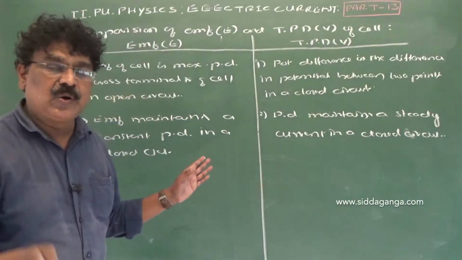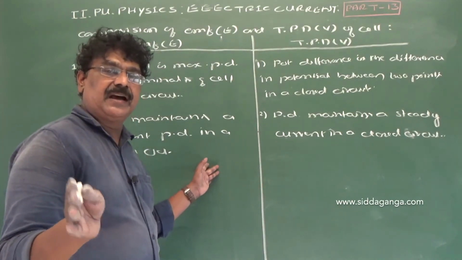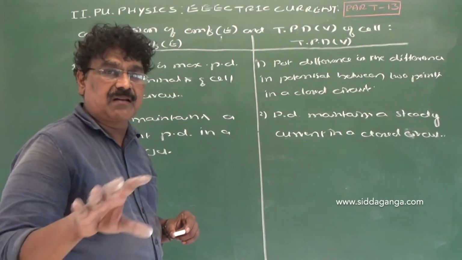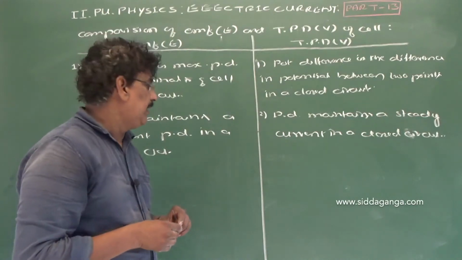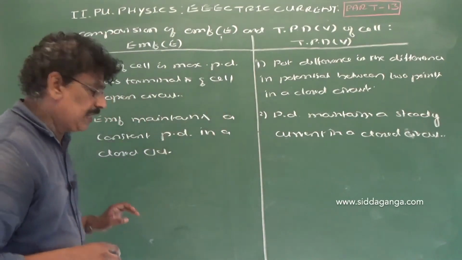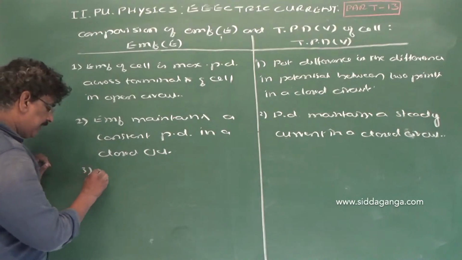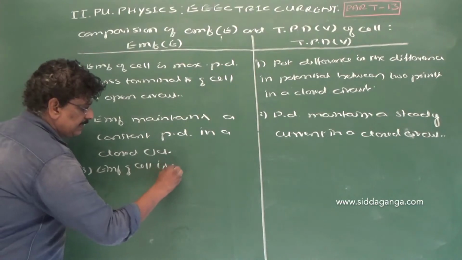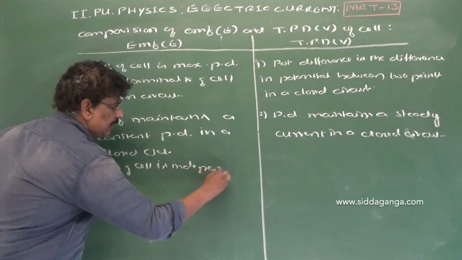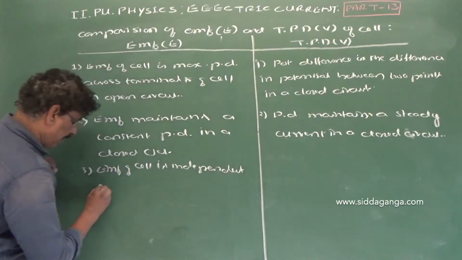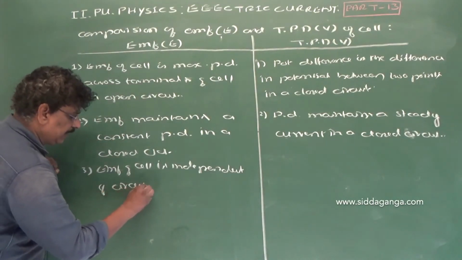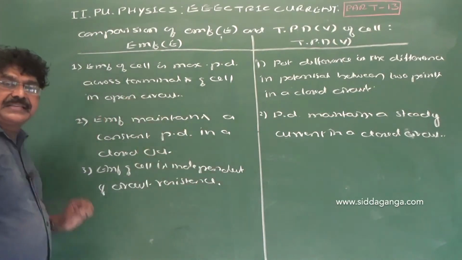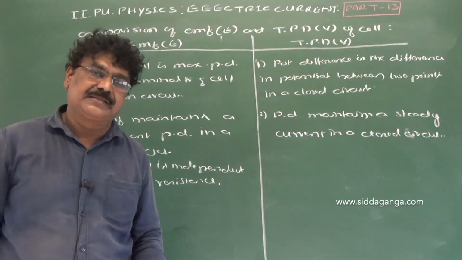Is it clear? So, though EMF and potential difference are measured in terms of volt, they are not the same, they are different. EMF is different from potential difference. Now the third one: EMF of a cell is independent of circuit resistance.